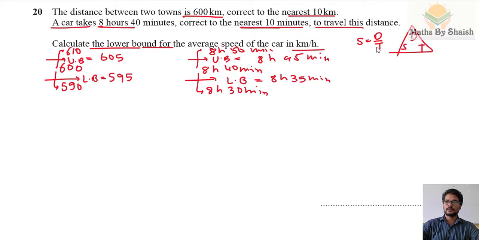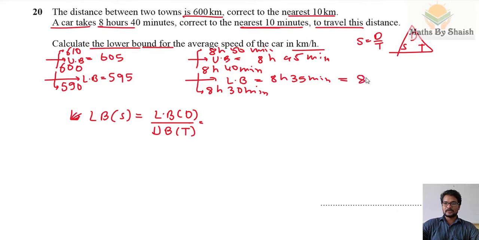Now we require the lower bound of the speed. We know we will get the lower bound when we divide the lower number by the bigger number. So it is going to be lower bound of distance upon upper bound of time, and here the time has to be in hours. So sorry, we need to calculate the upper bound of the time, not the lower bound. So in place of this, we will calculate 8 hours 45 minutes.